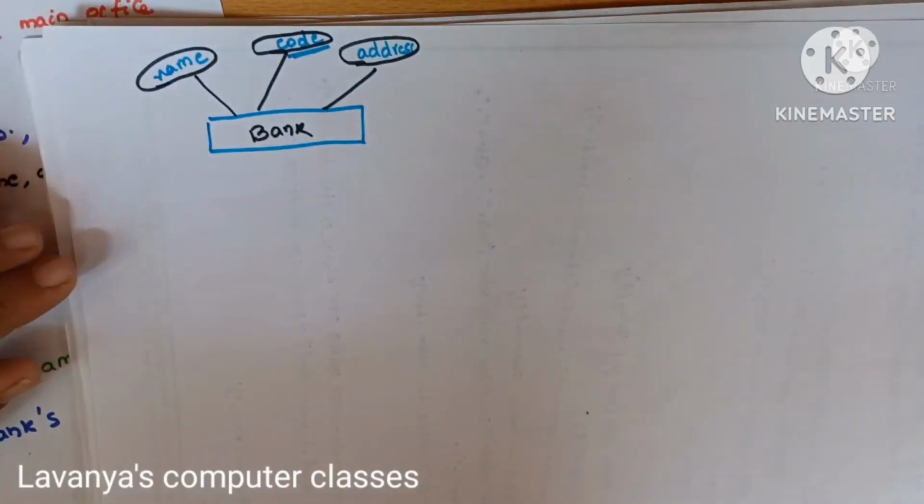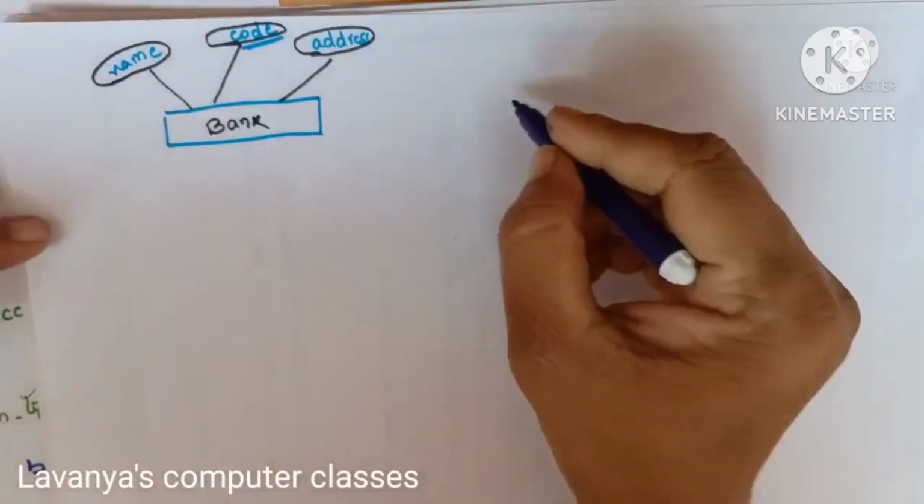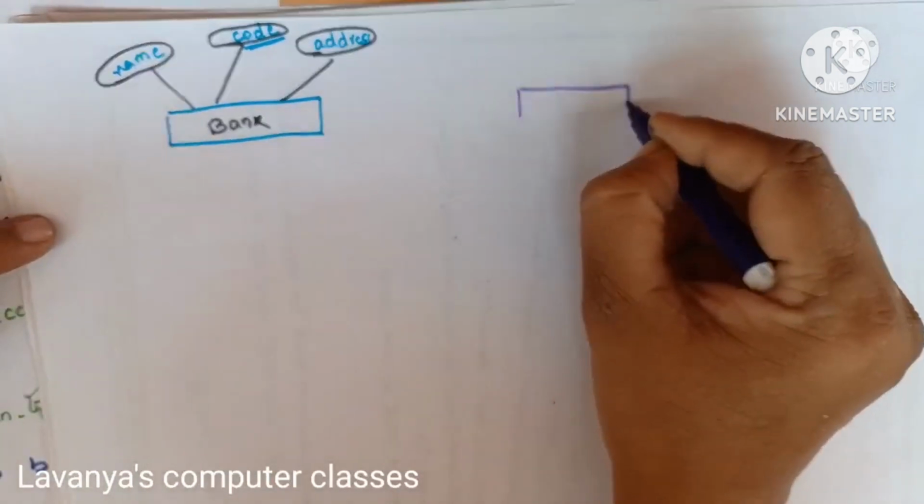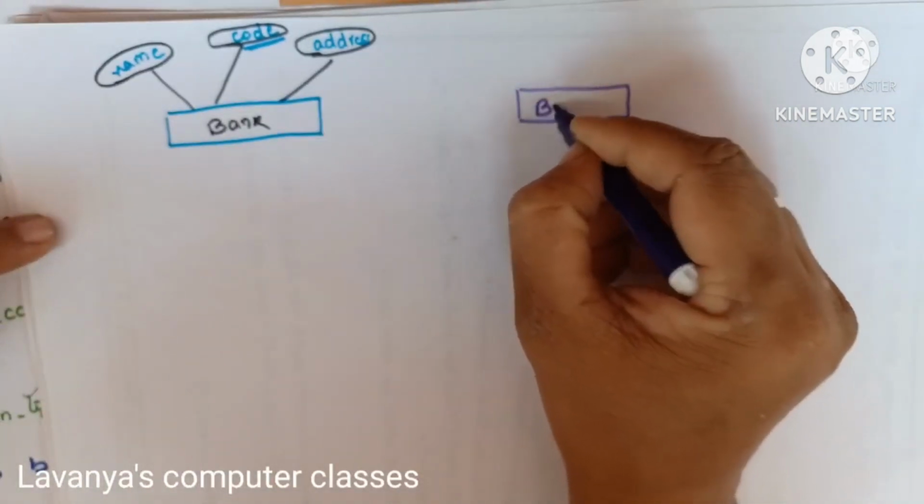Then banks have branches. They described that banks have branches. So here one more entity set is there. What is the other entity set? This is the branch entity set.